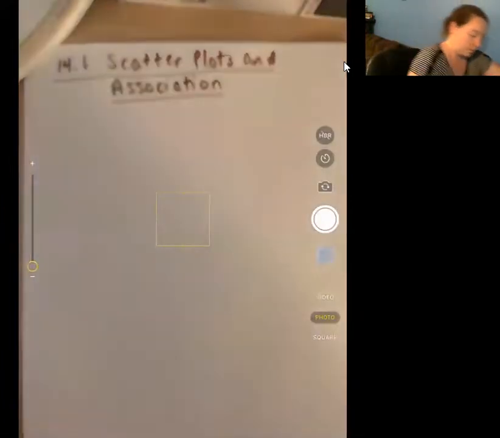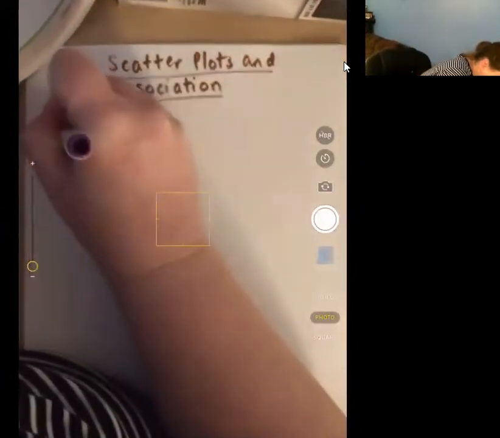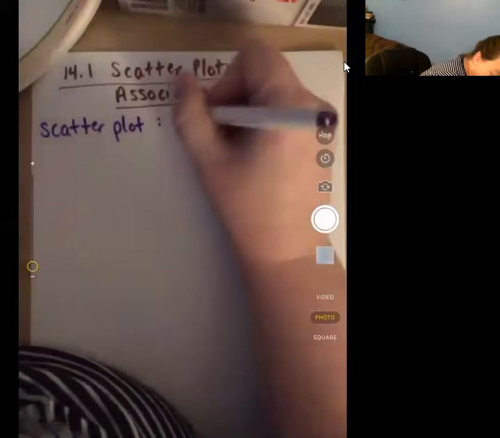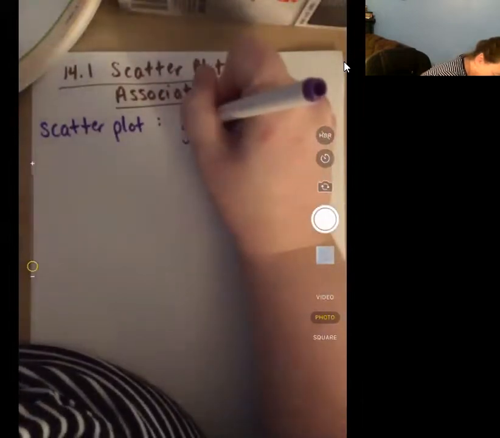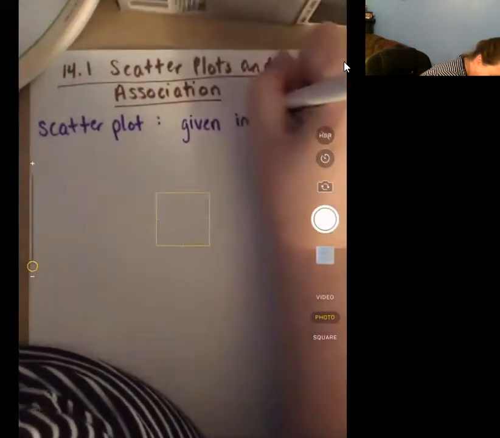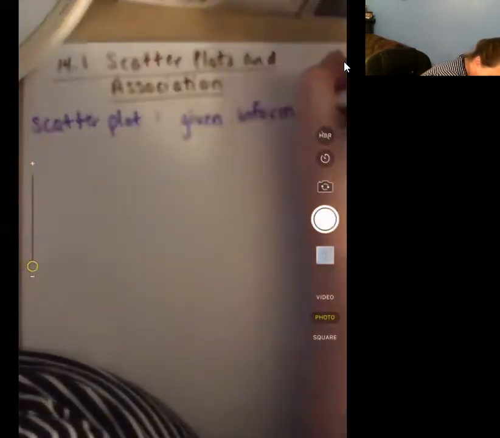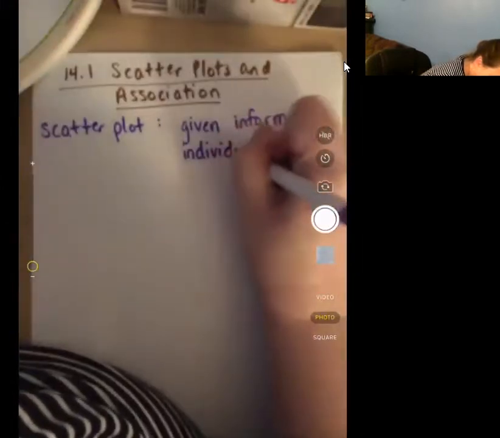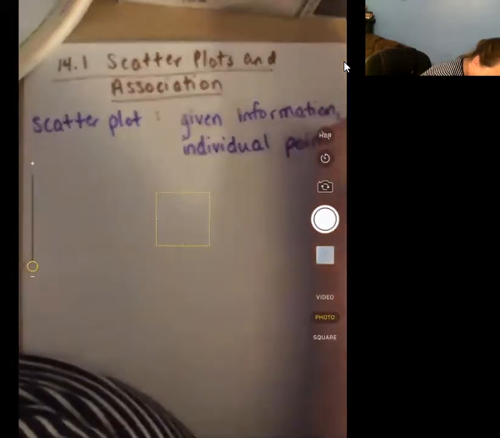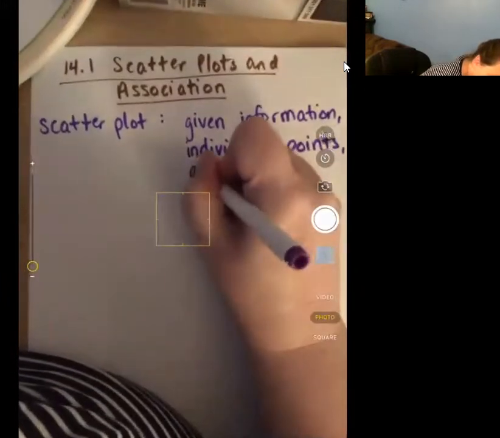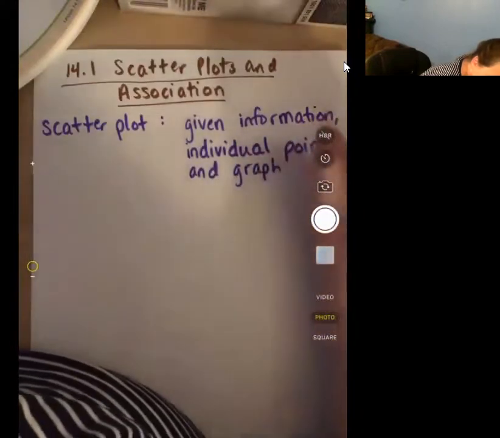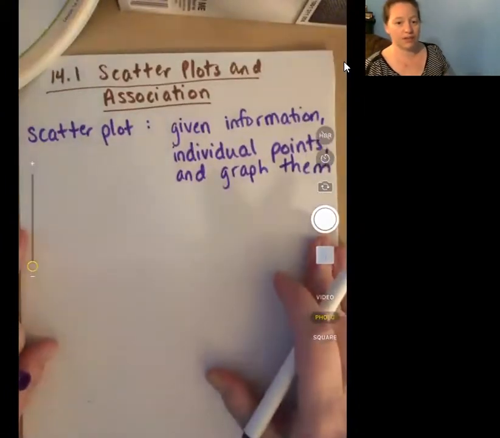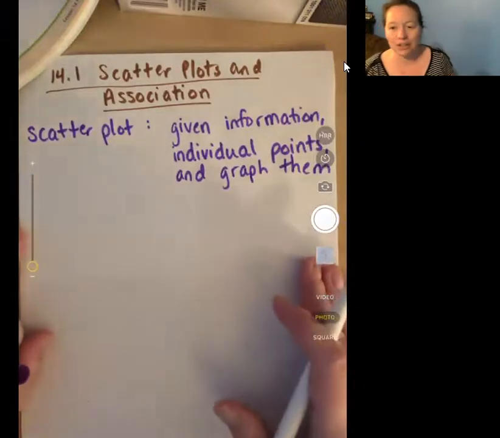So a scatter plot, you are given information, individual points, and graph them. I suppose you could write "given information" there. Okay, so that's what makes it a scatter plot.